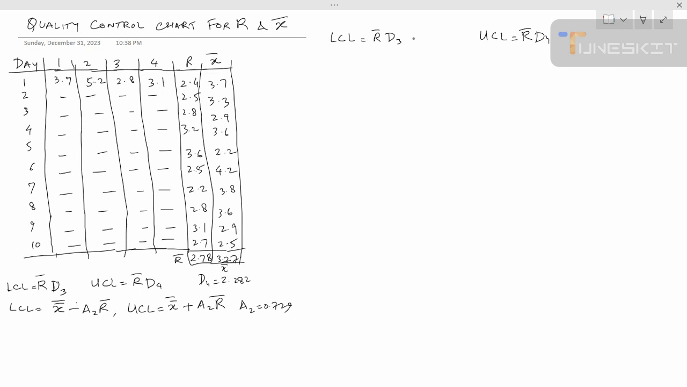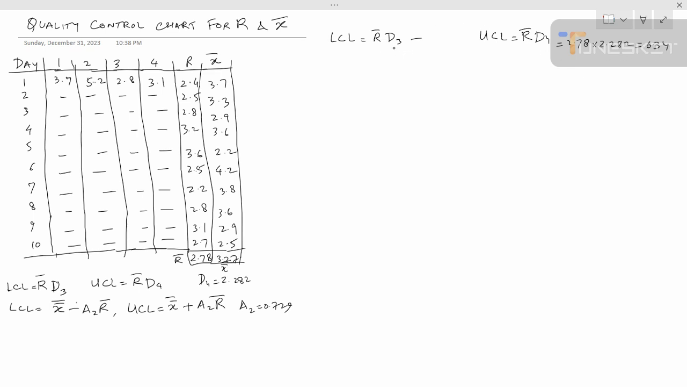Now, D3 does not exist, so we do not need to consider it, because D3 has no value for a sample size of 4. D4 has a value, so 2.78, that's the R bar value, multiplied by 2.282. So 2.78 multiplied by 2.282 gives us 6.34 as the upper control limit.